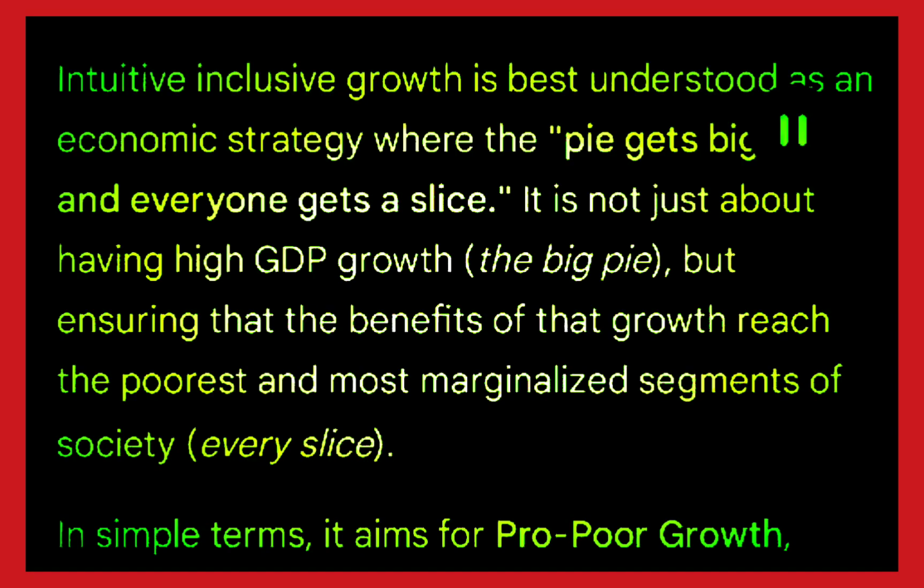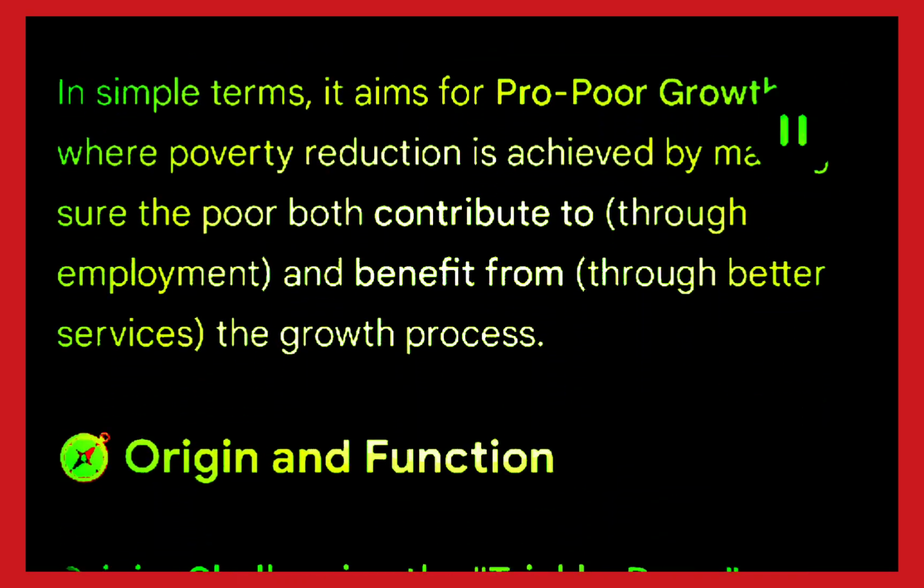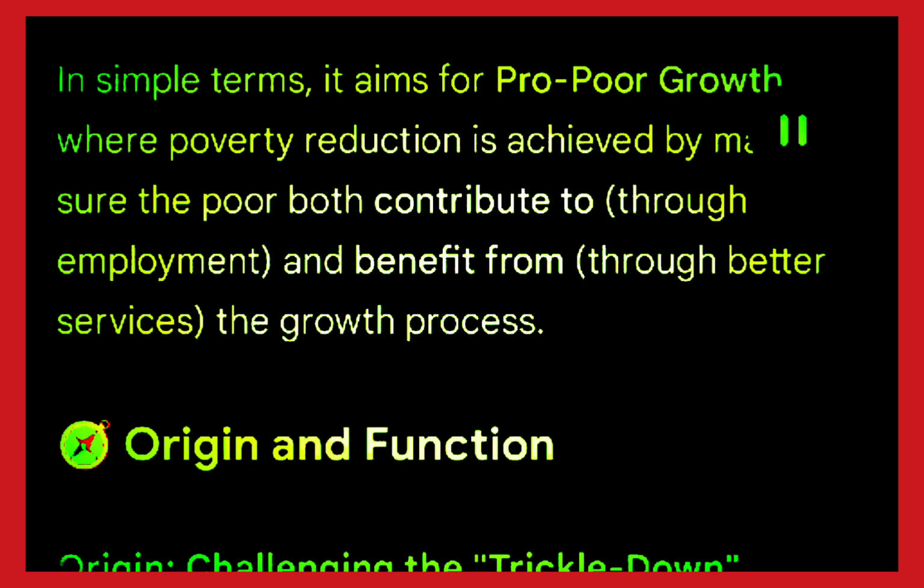Intuitive inclusive growth is best understood as an economic strategy where the pie gets bigger and everyone gets a slice. It is not just about having high GDP growth, the big pie, but ensuring that the benefits of that growth reach the poorest and most marginalized segments of society, every slice. In simple terms, it aims for pro-poor growth, where poverty reduction is achieved by making sure the poor both contribute to, through employment, and benefit from, through better services, the growth process.